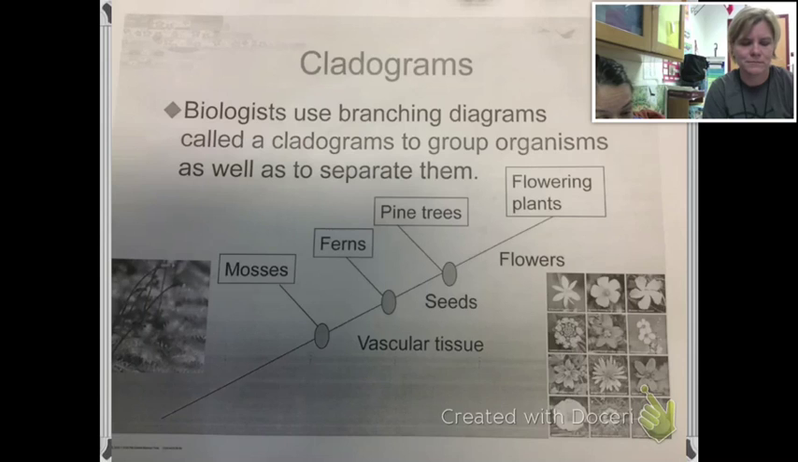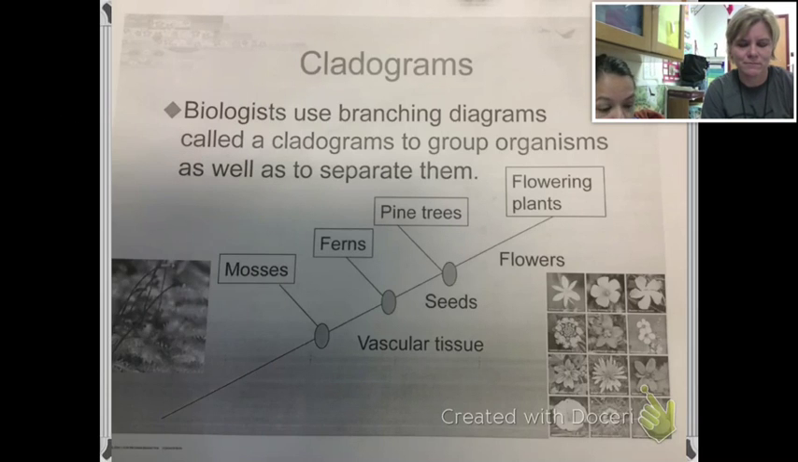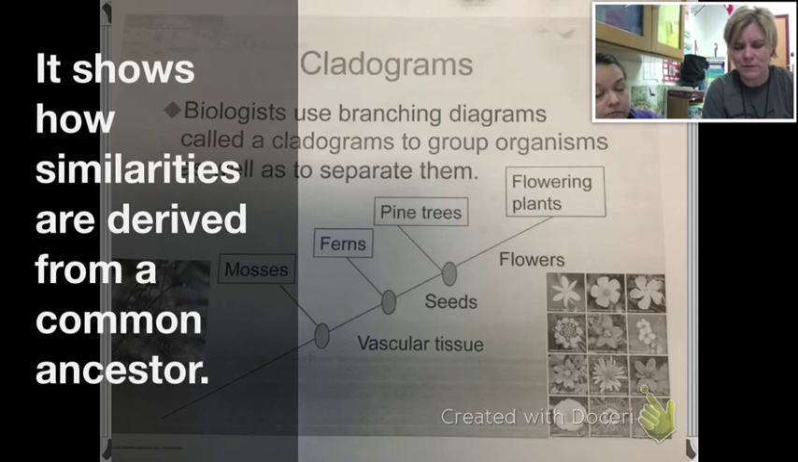Okay. So now let's talk a little bit about how we use these tools to establish relationships between species. A cladogram is a branch diagram resembling a tree that shows the evolutionary relationship among organisms. Cool. So it shows how similarities are derived from common ancestors. This is an example of a cladogram and how we interpret them.